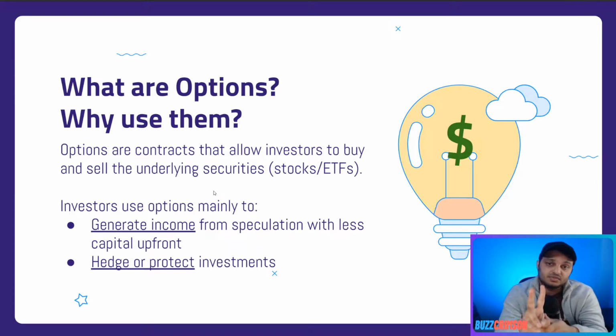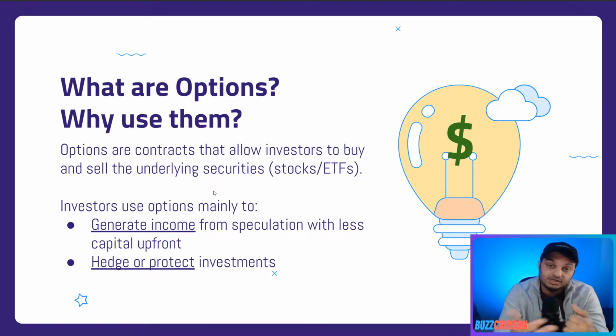But there are 2 reasons why people trade options. Number 1, to generate income from speculation, but using significantly less capital compared to just buying the shares and then selling them at a high price. You can always do that, but it takes a lot more capital when you compare it to just buying the option, because the option is significantly cheaper.